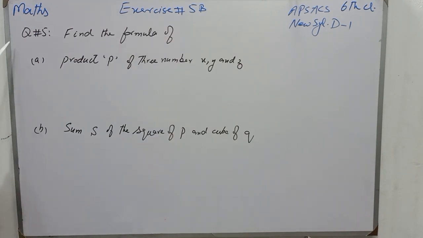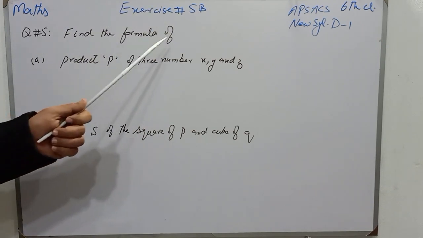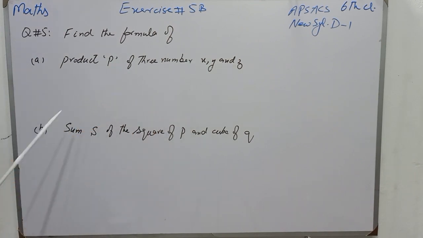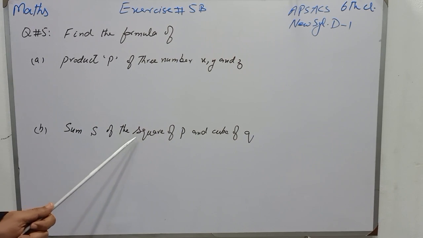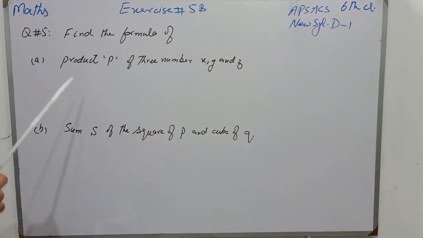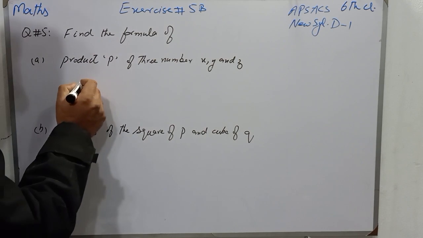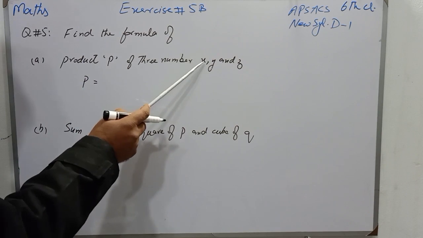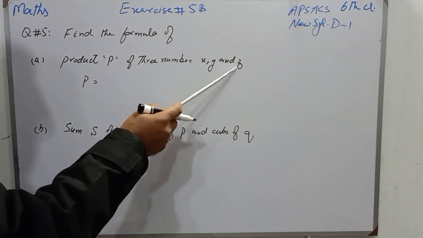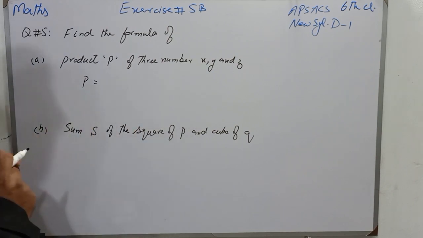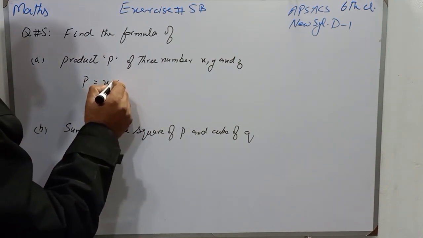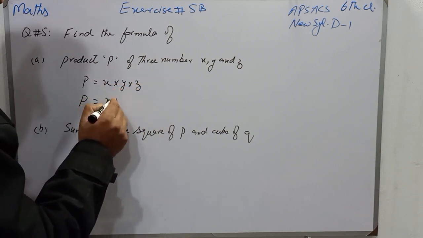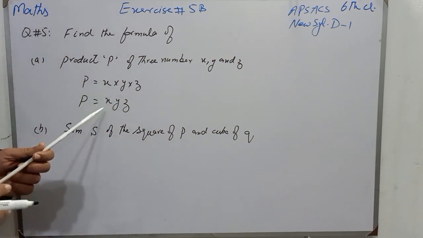Students, question number 5 of same exercise is find the formula of A part is product P of 3 numbers x, y and z, and B part is sum S of the square of P and cube of Q. So the first formula will be P is equal to, and we have to find the product, and product means that we will have to find the product of x, y and z, and product means the multiplication. So P will be equal to x multiplied by y multiplied by z, or you can write P is equal to x, y, z, and both are the same formulas.